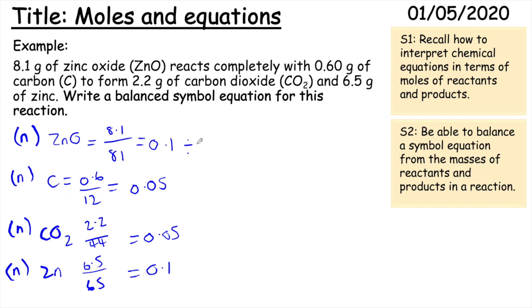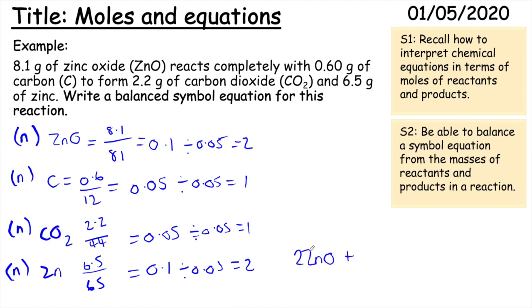So divide that by 0.05, that gives us 2. Dividing 0.05 by itself gives us 1. Doing the same here, that gives us 1. And finally this one here also comes out at 2. So we know that this reaction occurs in a 2 to 1 to 1 to 2 ratio. So now we know the ratio, we can write a balanced simple equation. We have 2 lots of zinc oxide reacting with 1 mole of carbon to form 1 mole of CO2 and 2 moles of zinc.